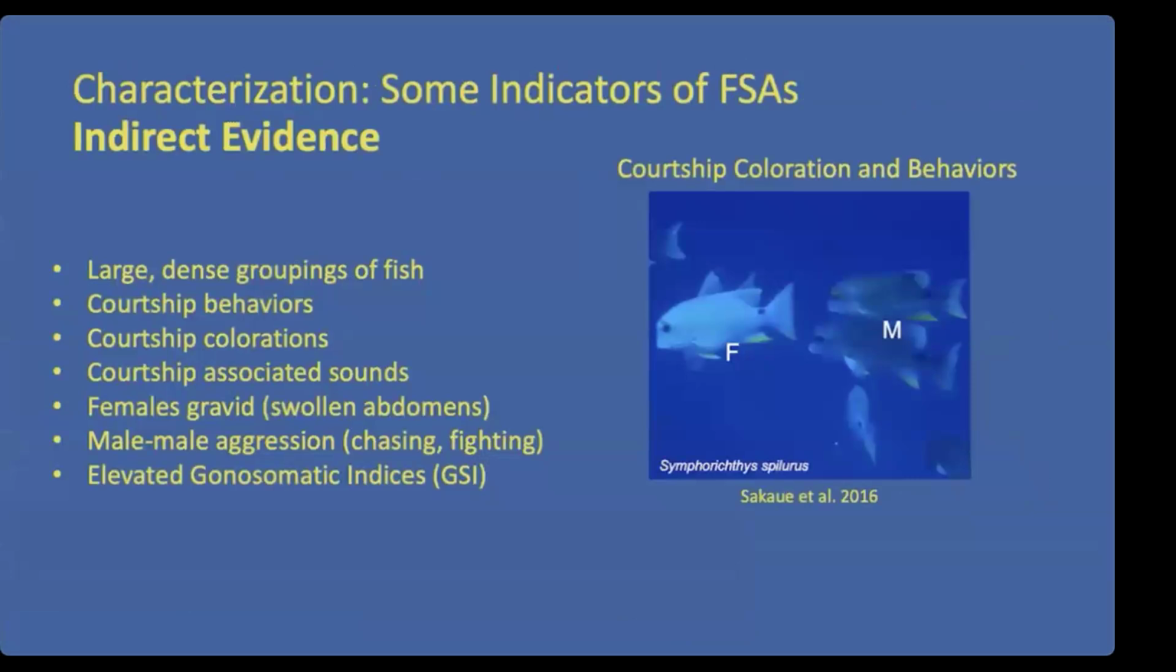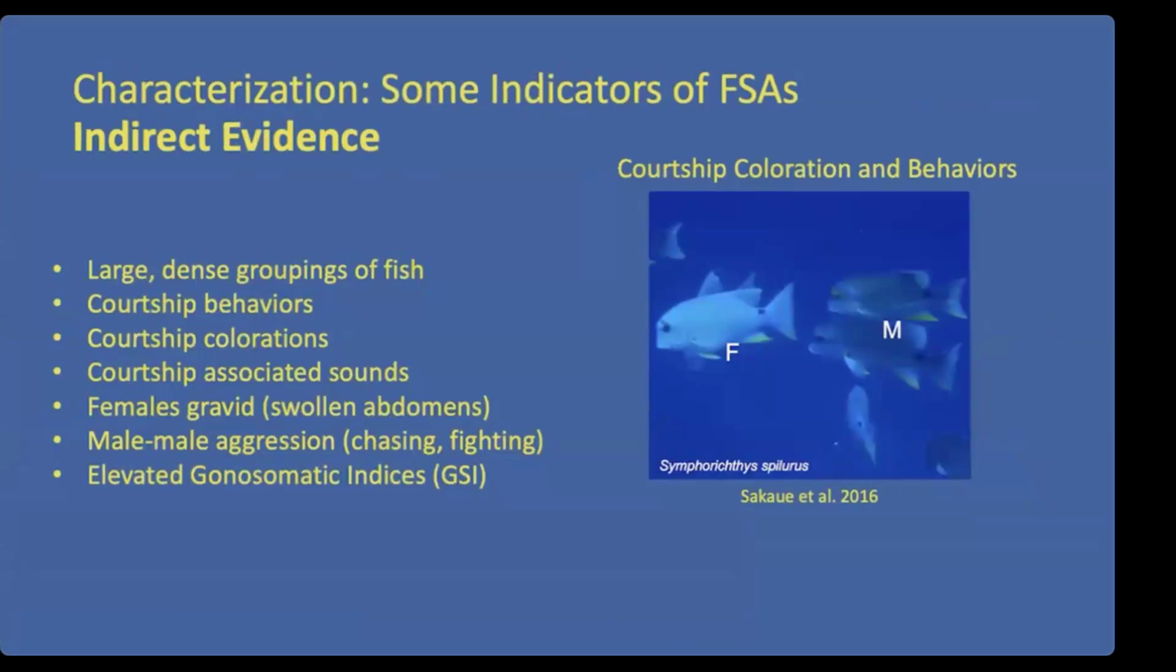When aggregations are identified, there's typically indirect evidence that it may be occurring. These could include, as we said, a large, dense group of fish, potentially fishermen fishing on them. But underwater, you might observe courtship behaviors and colorations like you do in the picture on the right. You could also hear or record courtship-associated sounds.